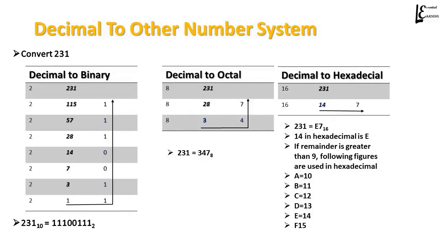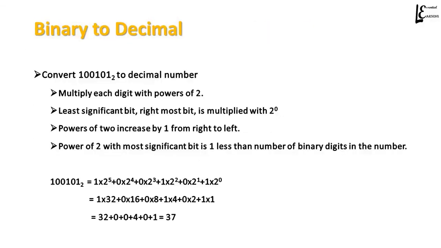Here, number 231 is converted to all three number systems for your practice. Converting from binary to decimal, multiply each digit with powers of 2. The least significant bit, or rightmost bit, is multiplied with 2 to the power 0. Powers of 2 increase by 1 from right to left. The power of 2 for the most significant bit is 1 less than the number of binary digits in the number.